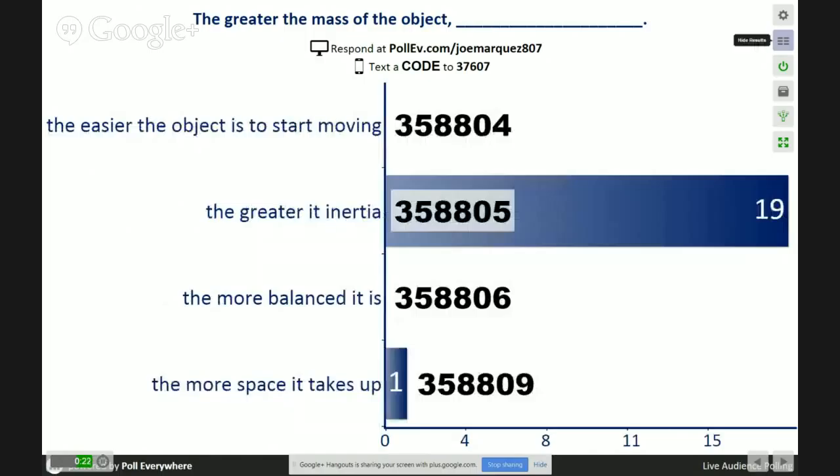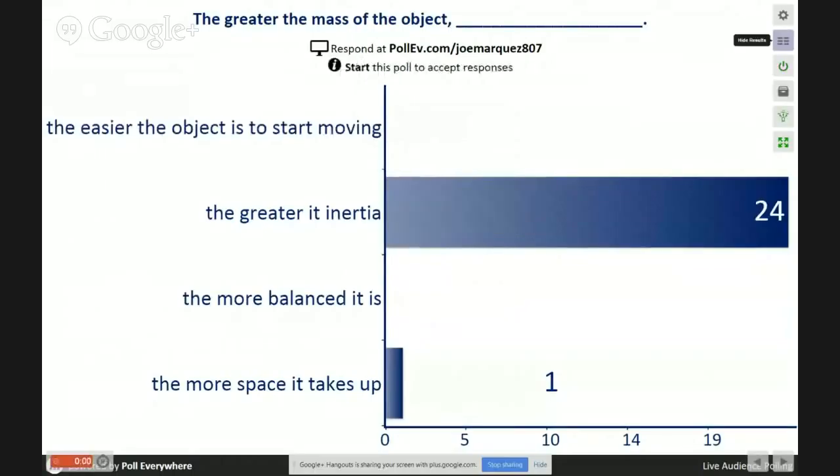The greater the inertia, yes, right? And it makes sense. The more mass an object has, the more it resists changing its motion. That's why heavy things are hard to move, because they are resisting you. That's why lighter things are easier to move, because they're not resisting you as much. But please remember, the only way you change an object's inertia is by changing its mass.